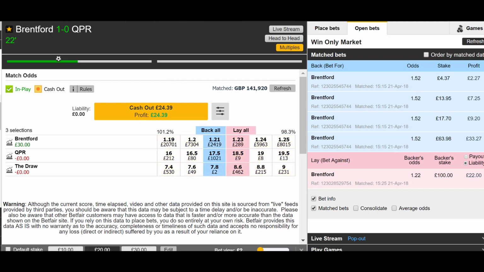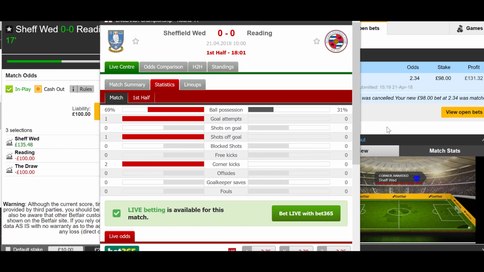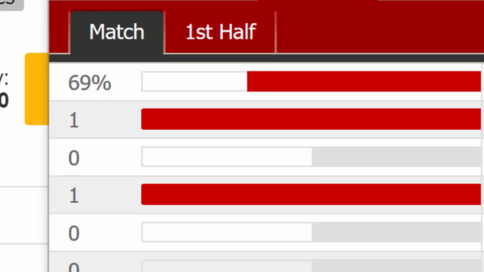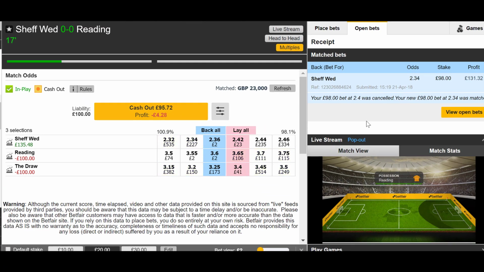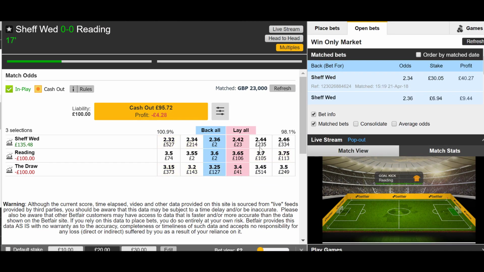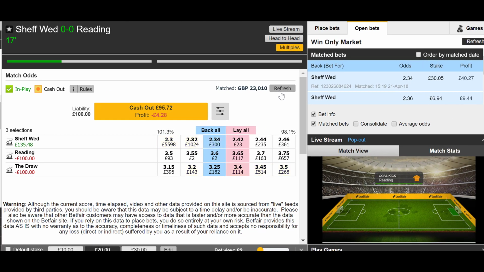Brentford 1, QPR 0. This is 18 minutes in, Sheffield Wednesday against Reading, and Sheffield Wednesday, they're the favourite in this one, absolutely dominant, 69% of the possession so far, just had a really good attempt on goal as well. So what I've already done is I just backed Sheffield Wednesday here, and as you can see, they're not odds on, they're above even, so if this one comes in, it will be quite a nice result.